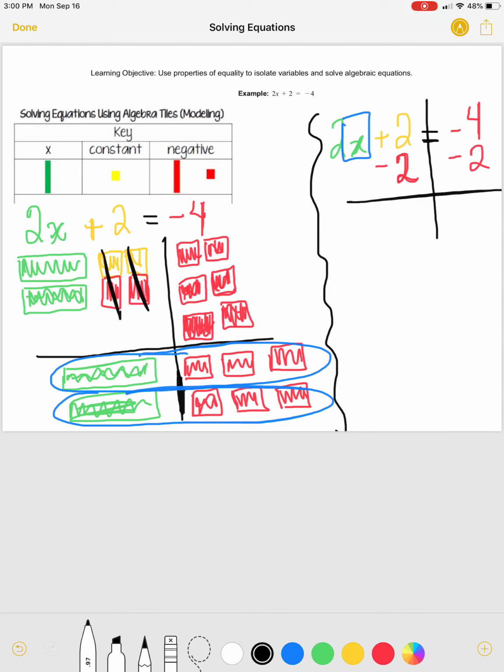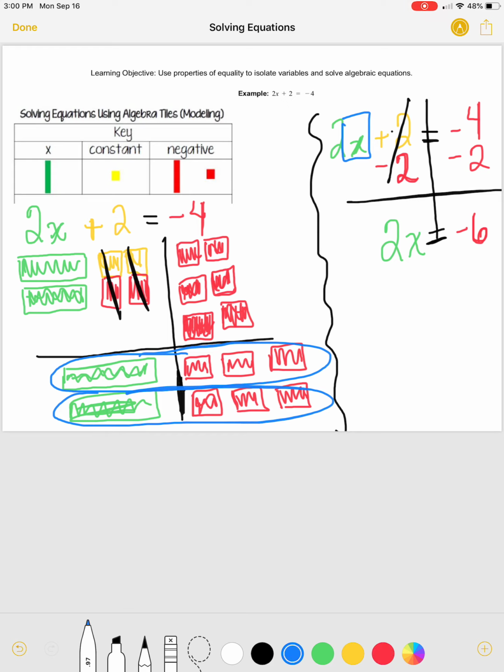Okay, so now my zero pair says +2 and -2, which means that these are canceled because they equal 0. So 2x equals, I had -4 and I added a -2, which gives me -6. So I know that 2x's is equal to -6, but my job is to split this into two groups because I have two groups of x that equal -6. So I want to know, well, how much does one group equal?